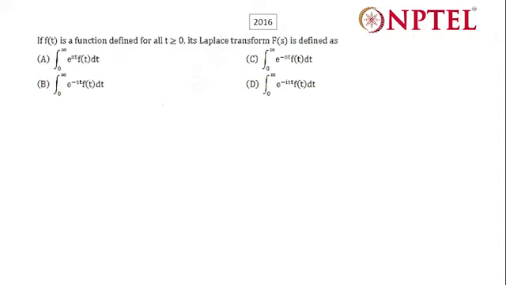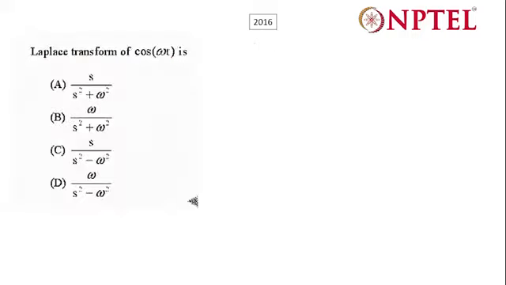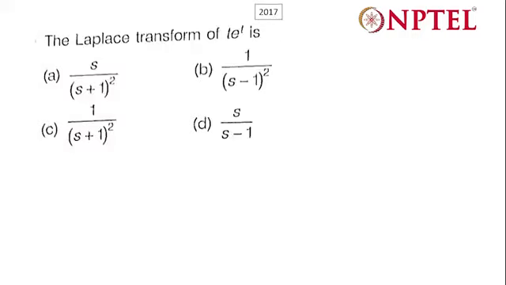B. C or B both look the same. No, why not C? Yeah, B and C both are the same only. Maybe some misprint is there from where I copied this question, because B and C both are the same, so both are correct. Okay. Solve this one.